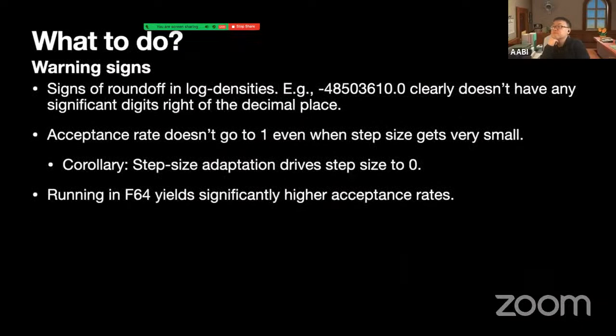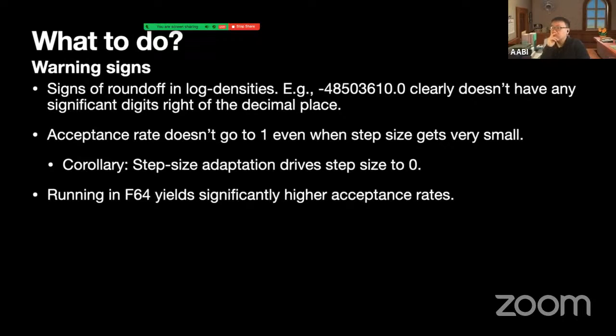So, what do we do? Well, first, how do we know that this is happening? Some warning signs that I've run into. One is just signs of round-off in the log density, right? So if you have these massive magnitude log densities, like minus 48 million, clearly, you just don't have enough significant digits to the right of the decimal place to expect good things to happen.